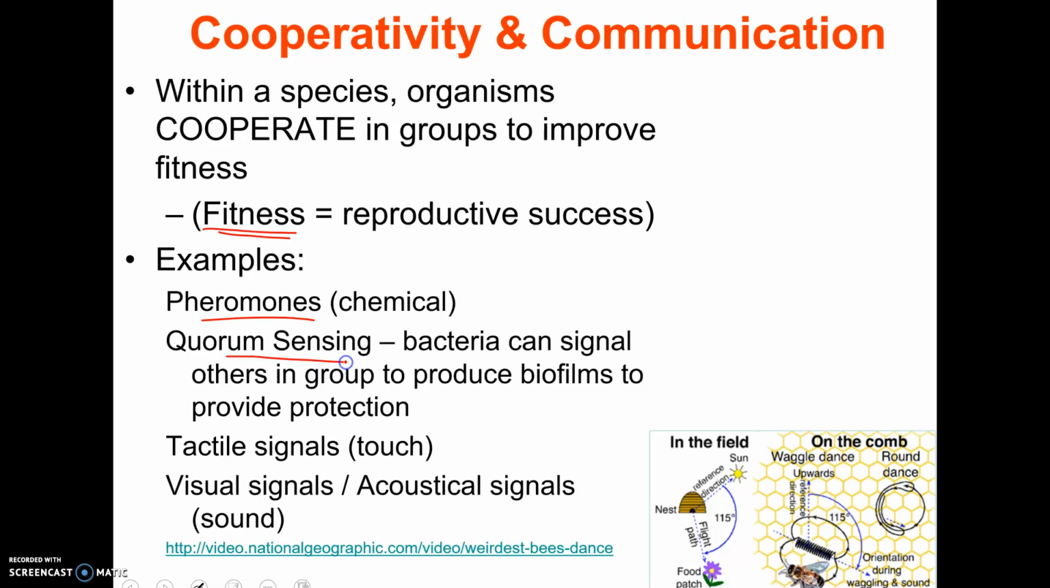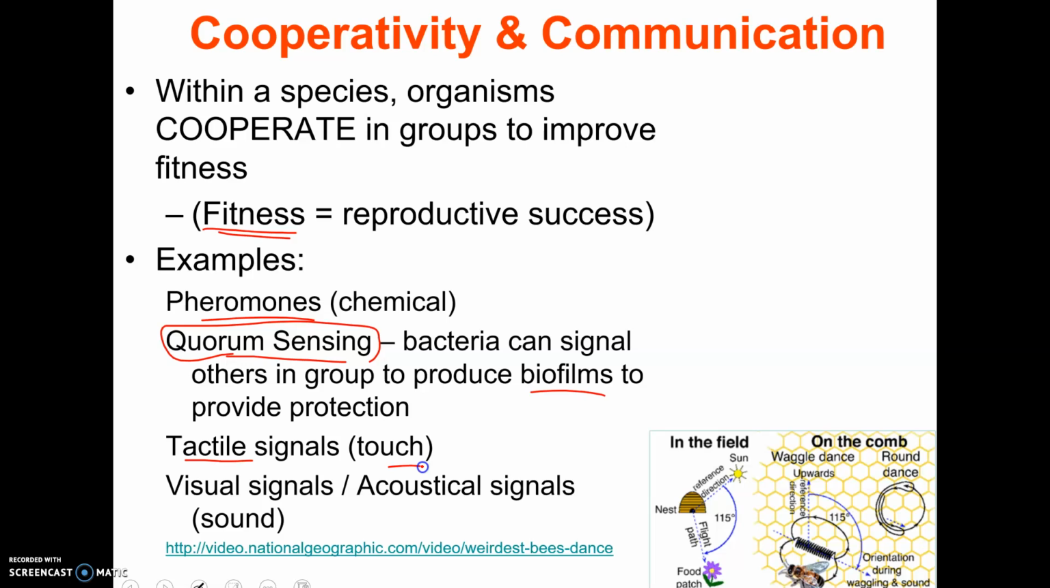Quorum sensing is a specific example. In bacteria, they can actually sense when others in the group are close by, and they can send these signals to produce biofilms. And biofilms can then protect the bacteria from predators or competitors.